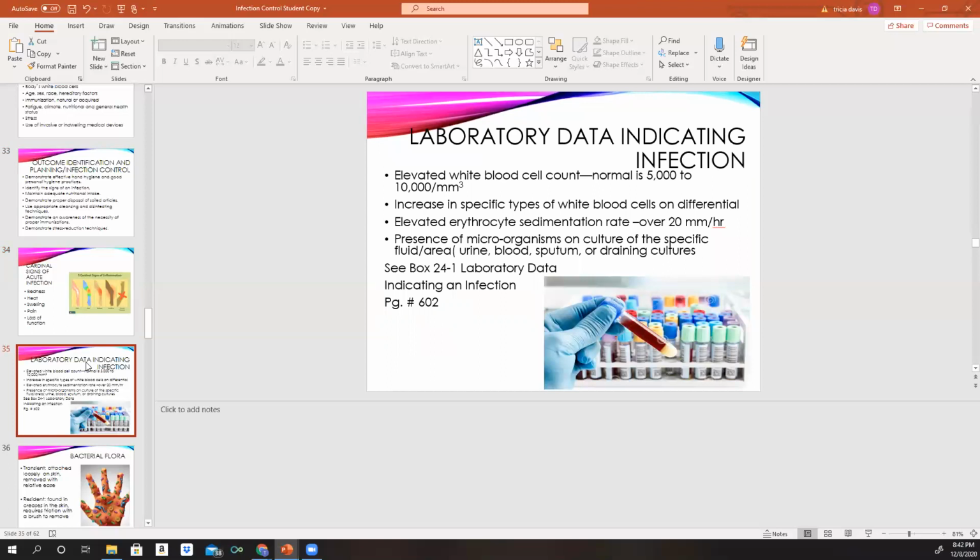So there's also laboratory data that we look at that correlates to an infection. So elevated white blood cell count. If their white blood cell count is elevated, that can be a sign of an infection. The normal range that you want your white blood cell count to be is between 5,000 and 10,000.